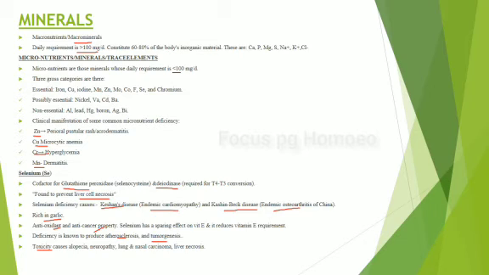Coming to micronutrient minerals or trace elements, these are minerals whose daily requirement is less than 100 milligrams per day. The categories are essential, possibly essential, and non essential. Essential ones are iron, copper, iodine, manganese, zinc, cobalt, molybdenum, selenium, and chromium. Possibly essential are nickel, vanadium, cadmium, barium. Non essential are aluminum, lead, mercury, boron, silver, and bismuth.